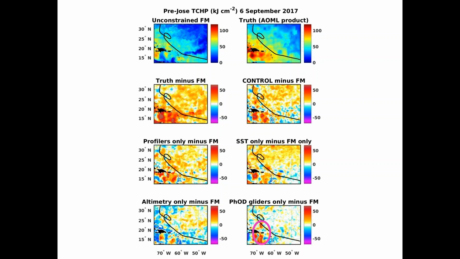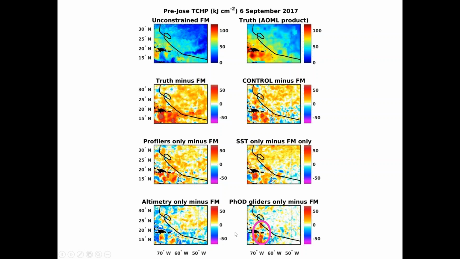Now, for Jose, again, we see in the second panel down from the left the truth minus forecast model. Again, the ocean is too cold compared to the observational analysis. Control, assimilating all observations, shows a substantial correction towards getting rid of the cold bias. Profilers only do a good job generally. Profilers here are Argo, PHOD gliders, Alamo floats, and XBT if there are any available. All profilers alone can give you a substantial correction, but in general the coverage is not good enough to correct the eddy field. So altimetry plus profilers and SST is where you have the optimum correction.